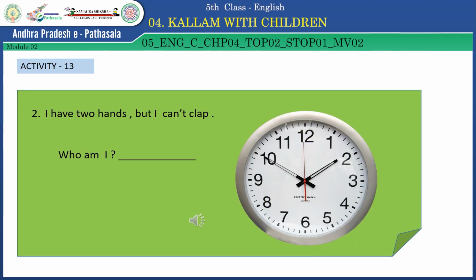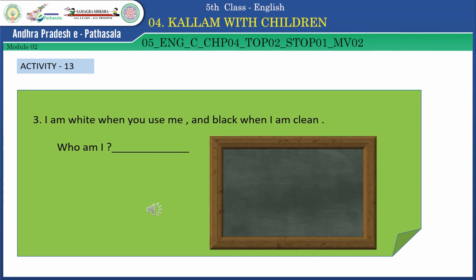The second riddle is, I have two hands, but I can't clap. Who am I? Here is another riddle for you. I am white when you use me, and I am black when I am clean. Who am I?